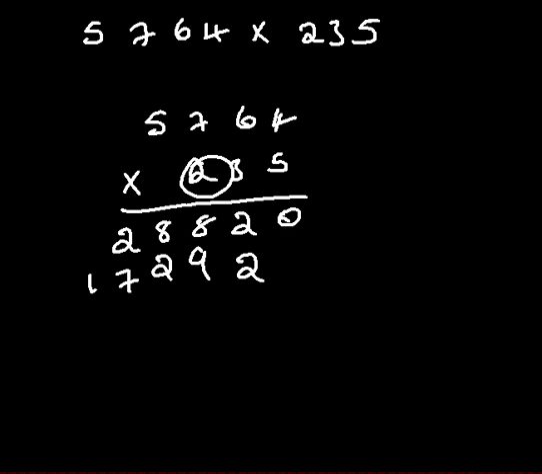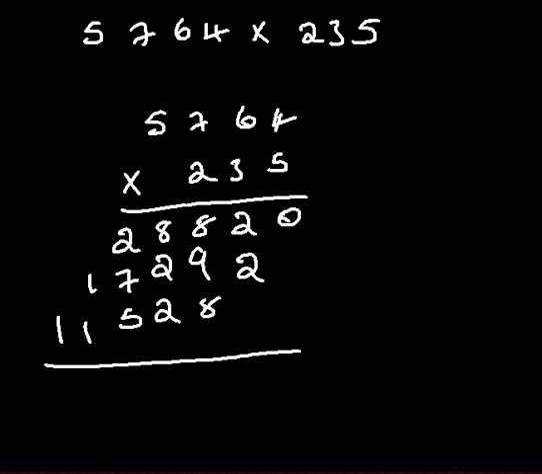Then we'll use 2. 2 times 4, that is 8. So we'll have 8 here. And 2 times 6, that is 12. We'll put 2 and keep 1. 2 times 7, that is 14. And 14 plus 1, that is 15. We'll put 5, keep 1. 2 times 5, that is 10. And 10 plus 1, that is 11. So have 11 here. Then in this case, we are going to add the numbers.